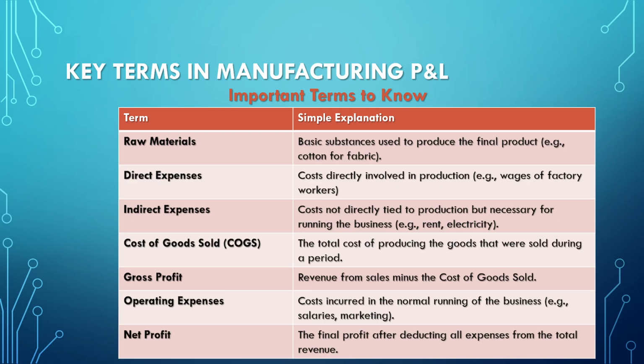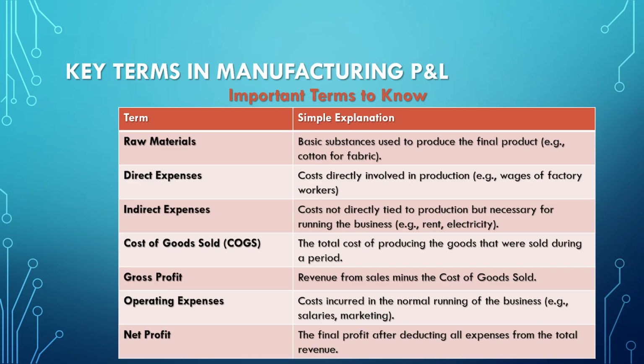Okay, then direct expenses. Now these are costs directly linked to making the product or directly linked to make the product saleable. Okay, like think about the wages paid to the workers on the factory floor. They are directly involved in the production. Okay, so these are direct expenses.